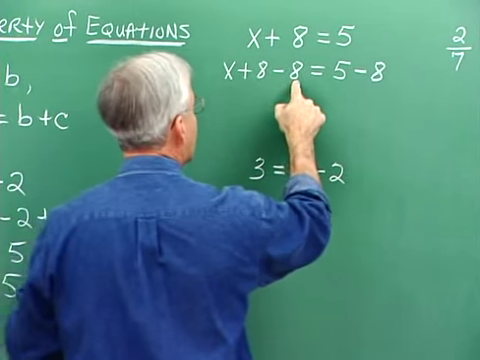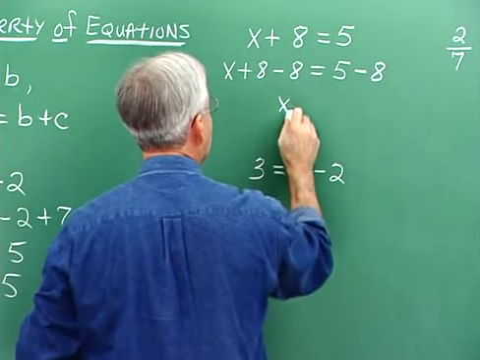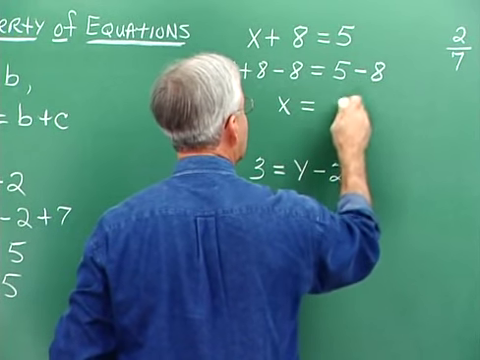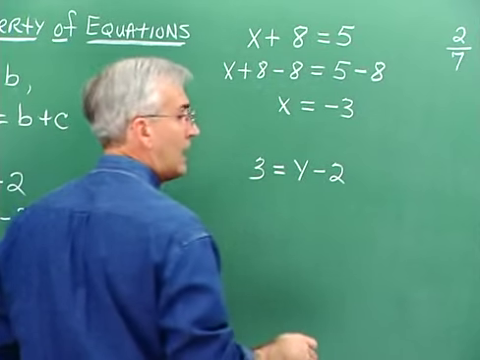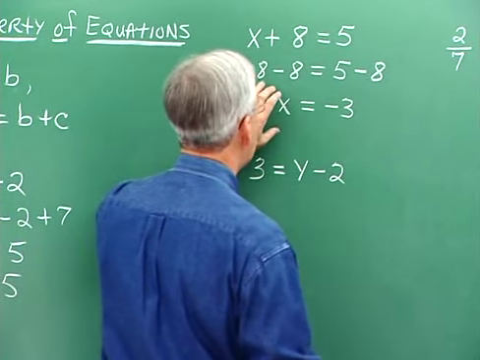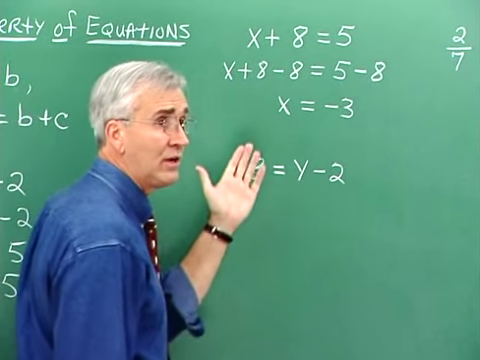Now the 8 minus 8 go out and we're left with x. And on the right, 5 minus 8 is negative 3. And again, we could go through the process of checking here. We could even check by observation when they're simple.